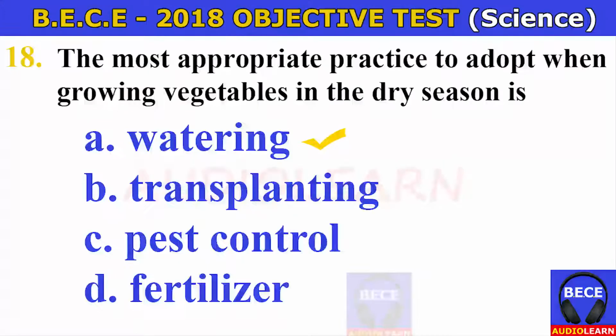Number 18. The most appropriate practice to adopt when growing vegetables in the dry season is A. watering, B. transplanting, C. pest control, D. fertilizer application. And the answer is A. watering. The most appropriate practice to adopt when growing vegetables in the dry season is by watering.